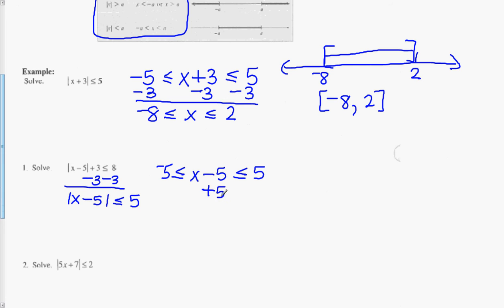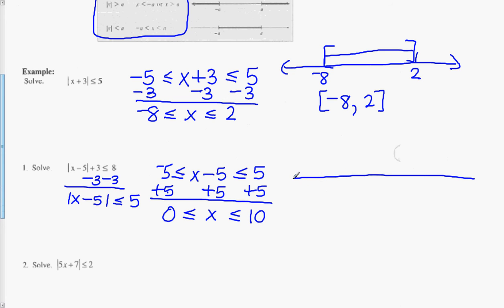And then to solve this one, we need to add 5 to all the spots. So negative 5 plus 5 is going to give me a 0. I've got an x in the middle. 5 plus 5 is 10. So my graph would look like 0 and 10. I've got a bracket on each one because I had an equal to, and I would connect.